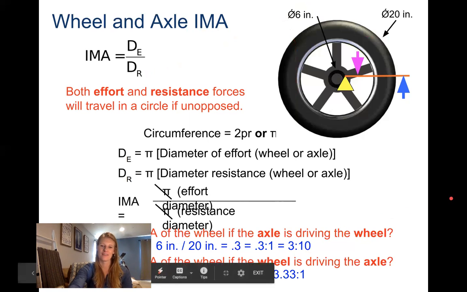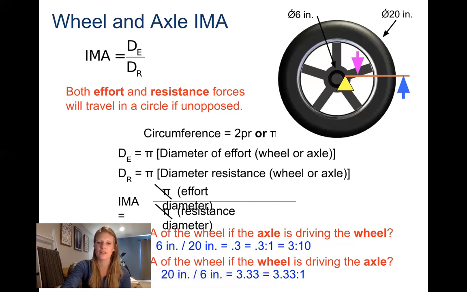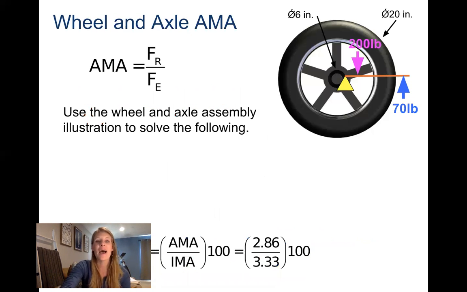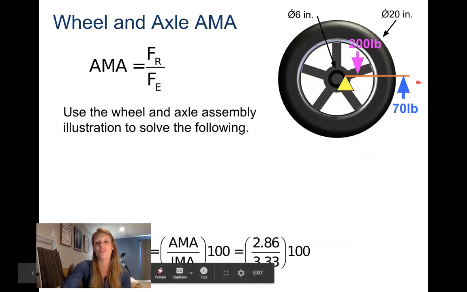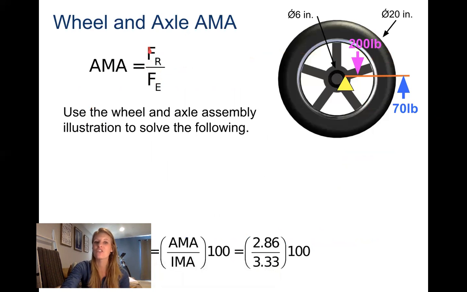So in that one, you would have instead a 3.33 to 1. Okay, so that shows you a wheel and axle example. The actual mechanical advantage, you'd have to get the forces. Remember, AMA uses forces instead of distances. So in here, we'd have to get the actual forces.